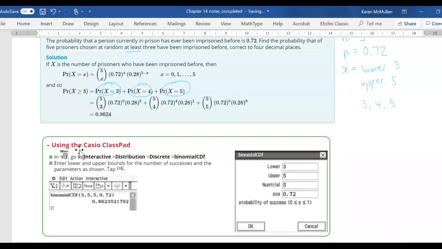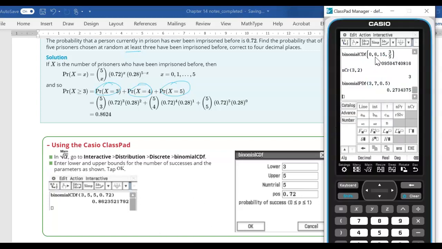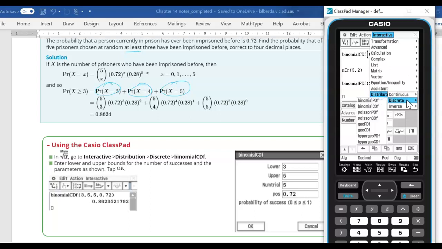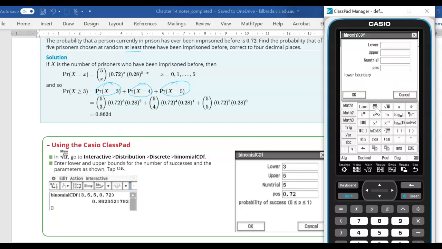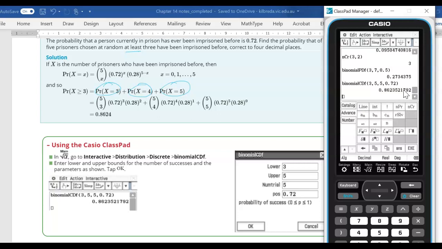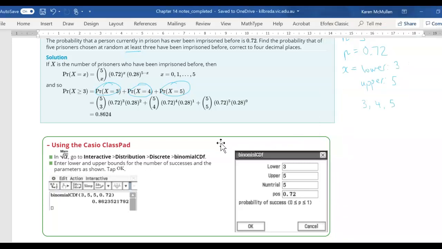So here we've got the instructions for the calculator, but I might just go ahead and do it. Interactive, distribution, discrete, and this time we want binomial CDF. We're looking at a range of values, going from 3 to 5. The number of trials is 5, and our probability of success is 0.72. So go OK, and then we get our answer. Most of the probability questions are to 4 decimal places, so just be careful with your rounding.